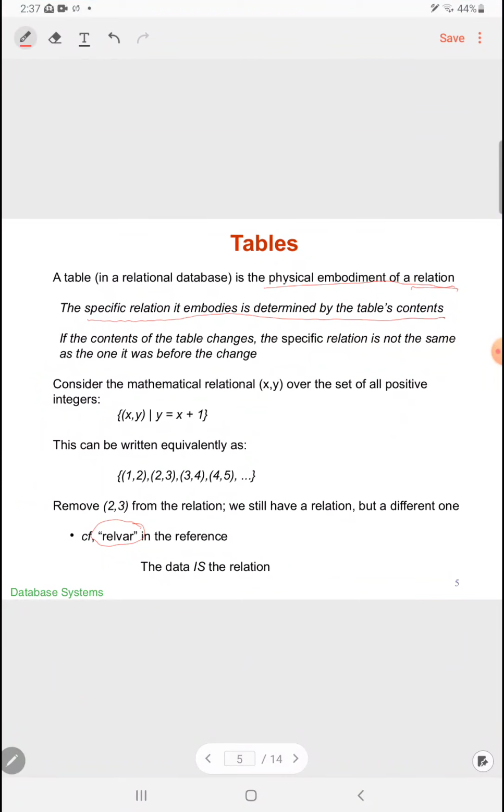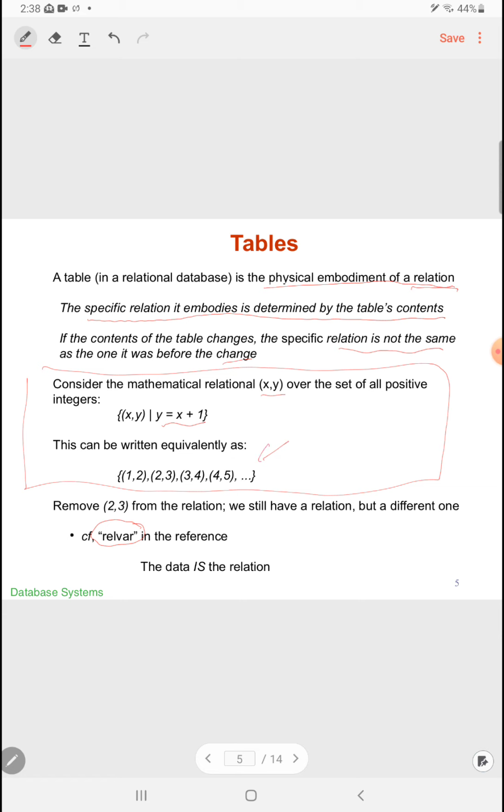Okay. If you like to think mathematically, this is worth looking at. Just before we do that, if the contents of the table changes, the specific relation is not the same. But the relation name is the same. The relation attributes are the same. Okay? So, if we consider a mathematical relation, xy over the set of all positive integers, such that y is x plus 1. Okay?